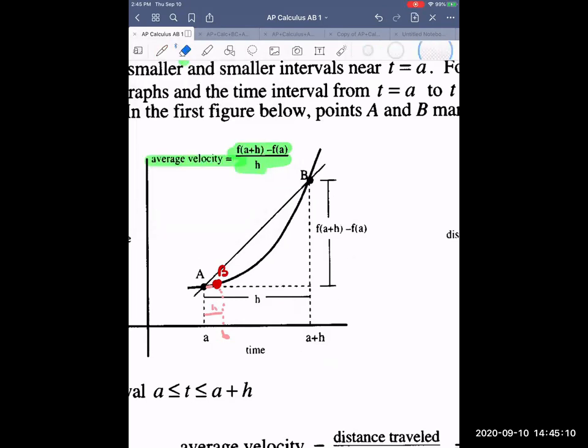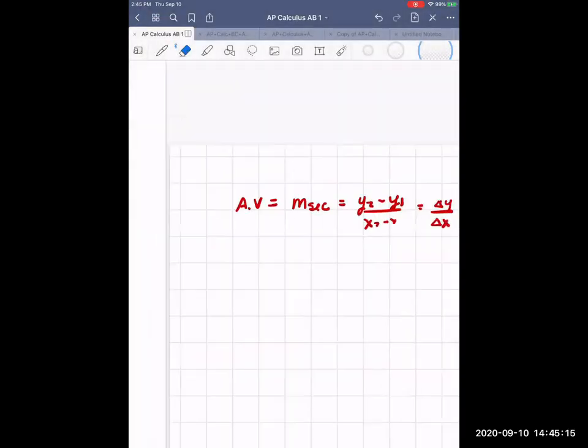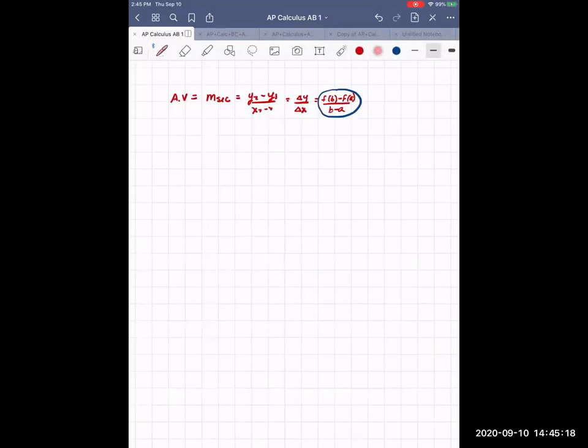So back to my paper, where I have all these equivalents written down, what I can say is that this is equal to f of a plus h minus f of a all over h, okay? This is how we find the average velocity of a function or a car, an object, a plane, whatever, over some time interval. This one is super important because it ties into where we're trying to go, which is the derivative function.